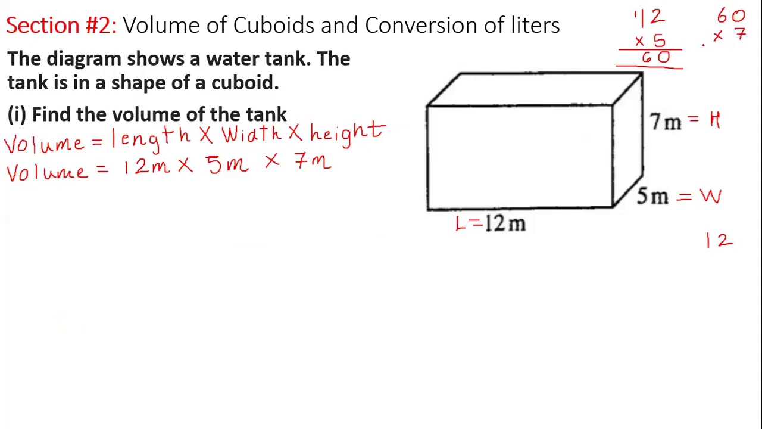7 times 0 is 0. 0. 7 times 6 is 42. 42. So it's gonna be what? The volume, therefore, is 420 meters cubed.